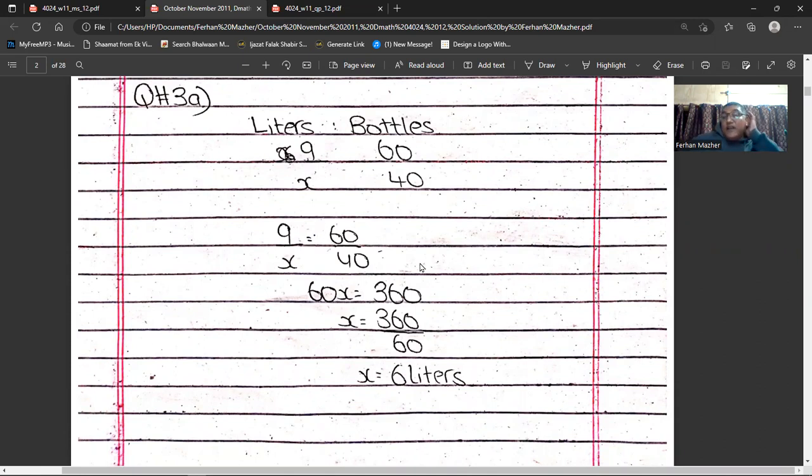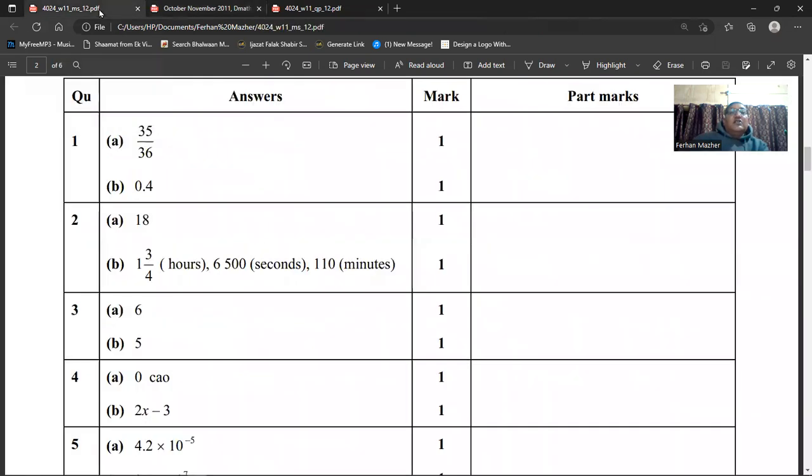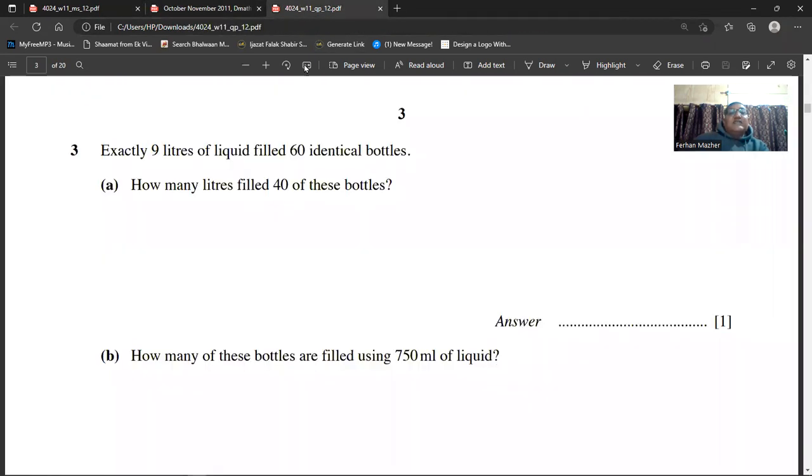Then cross multiply. 60X is equal to 360. And X will be equal to 360 divided by 60, and that will be 6 liters. So the answer is 6 liters. So question number 3, A part, 6 liters is the right answer, sir.